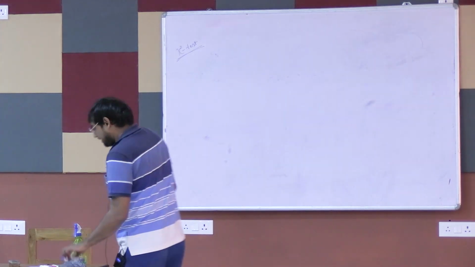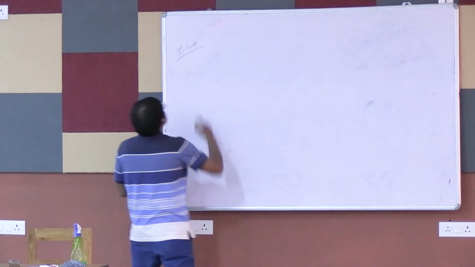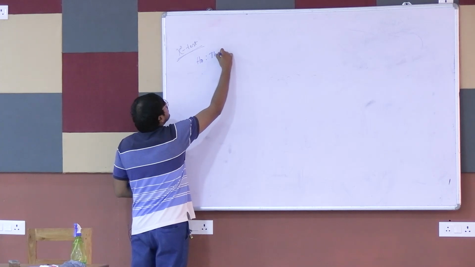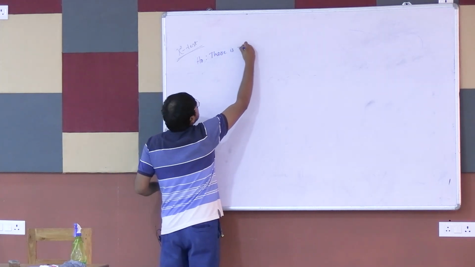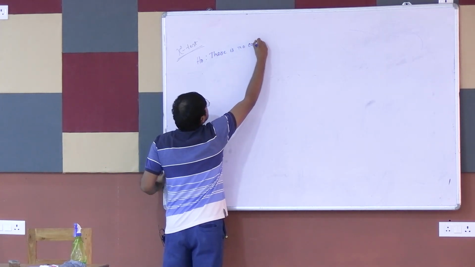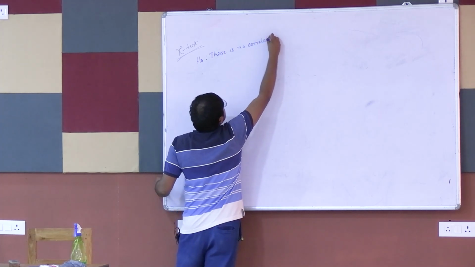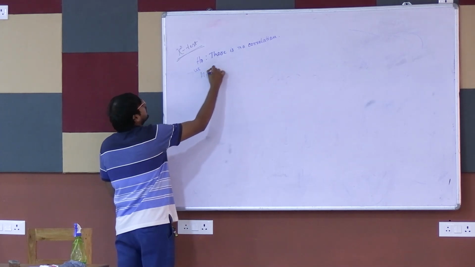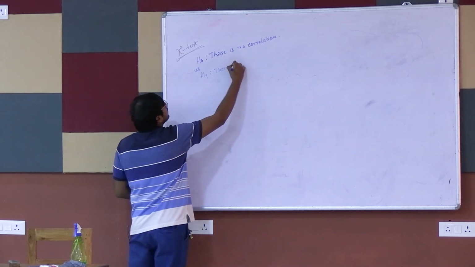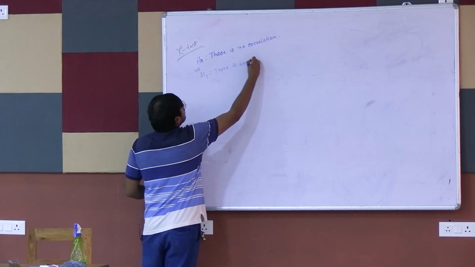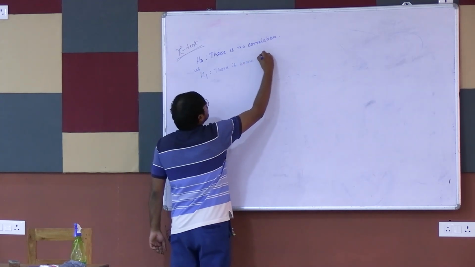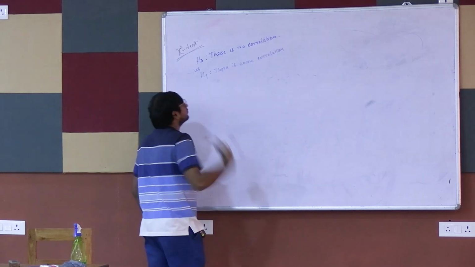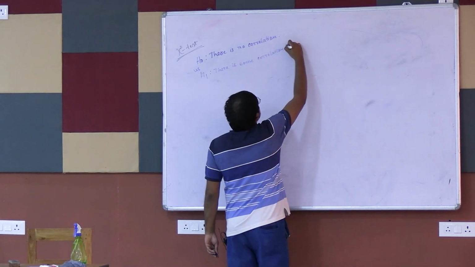So what was the first step? Defining the hypothesis. So H naught, there is no correlation. Versus H1, there is some correlation. You can also write association.